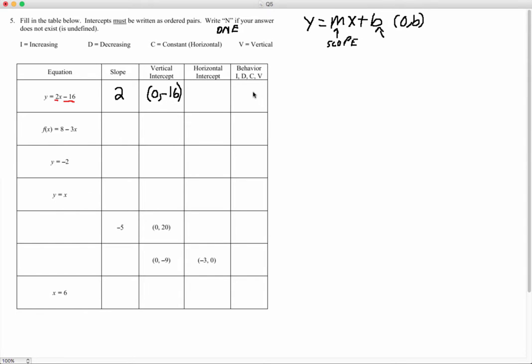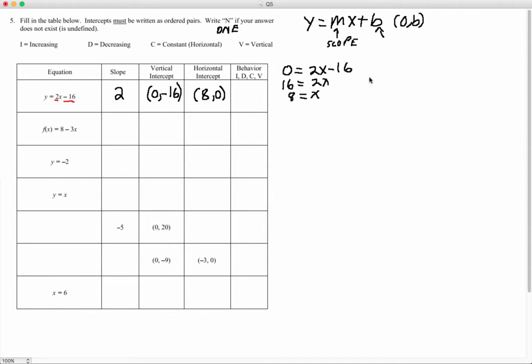Okay, so to find the horizontal intercept, we know that that happens when the y value is equal to 0. So we're going to solve the equation 0 is equal to 2x minus 16, which says that 16 is equal to 2x, which says that 8 is equal to x. So that tells us the ordered pair for the horizontal intercept is at (8, 0). Remember, the horizontal intercept is where we cross the x-axis.